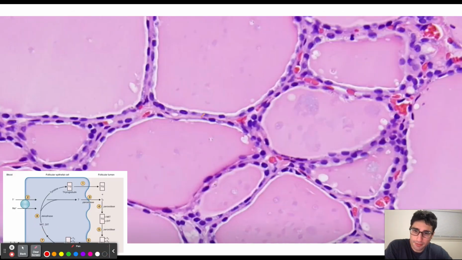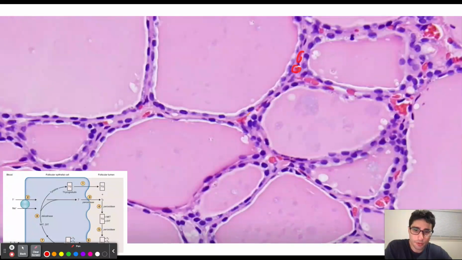Now I want to show you guys what this actually looks like in real life. So this is going to be the lumen, and surrounding the lumen we have the follicular epithelial cells. In this image we're going to be focusing on one follicular epithelial cell for simplicity. And the red things that we actually see are going to be the blood vessels.